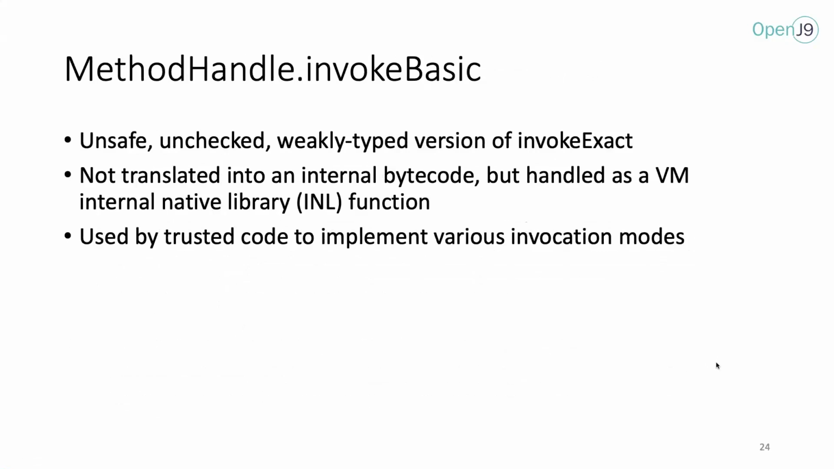And then there is also invokeBasic that we will come across in this presentation. InvokeBasic is what invokeExact would be using for invocation upon performing type checking. So it's basically just an unsafe, unchecked, and weakly typed version of invokeExact. We don't translate that into an internal bytecode, but it is handled as a VM internal native library function, and it's only used by trusted code to implement various invocation modes.